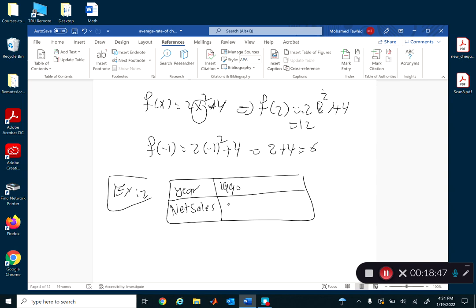In 1990, you have 700. In 1991, you will have 810. In 1992, you have $980. Then I continue: in 1993 you have 990, and in 1994 you have 980.